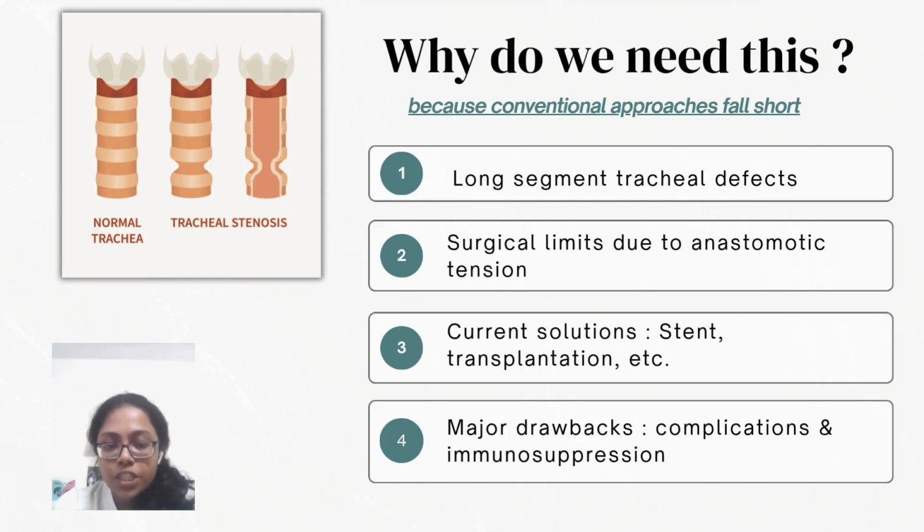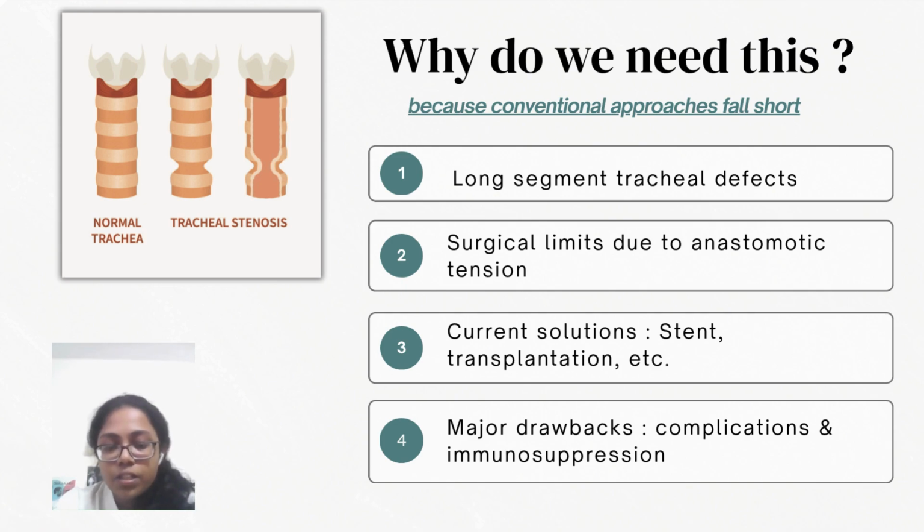What happens when a patient's airway is damaged beyond what surgery can repair? In cases of long segment tracheal defects, large portions of the airway need to be removed. But beyond a certain limit, reconnecting the trachea creates excessive tension, leading to serious complications. Current solutions like stents or transplantation exist, but they come with major drawbacks, including repeated interventions and lifelong immunosuppression.